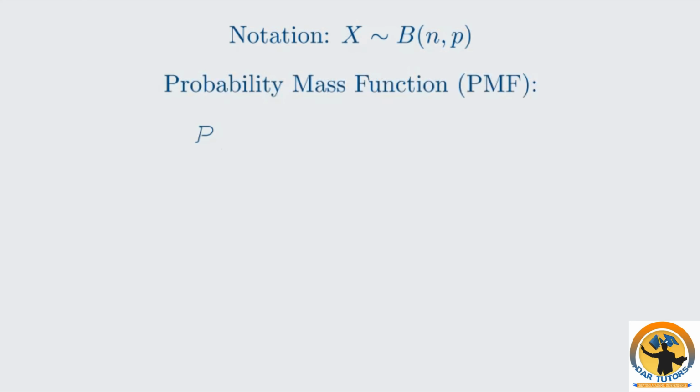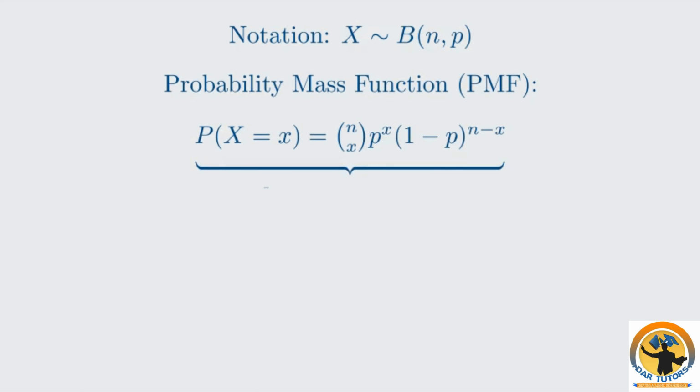The probability of getting exactly x successes is given by the binomial probability mass function. It's the product of 2 parts. The first part, n choose x, is the binomial coefficient. It represents the number of ways to arrange x successes and n minus x failures in n trials. The second part is p to the power of x multiplied by (1 minus p) to the power of n minus x. This represents the probability of one specific arrangement of x successes and n minus x failures.